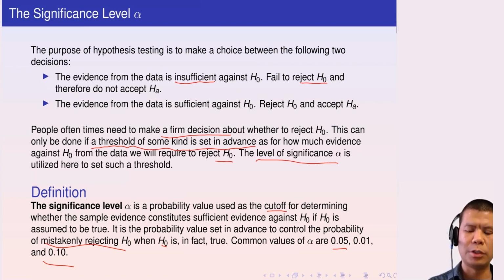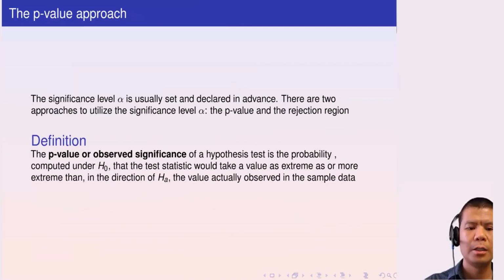That is the significance level. The significance level alpha is usually set and declared in advance because you don't want to have any ambiguity. That's the significance level. Two approaches: one is the p-value approach, the other is the rejection region. I'm not going to talk about the rejection region in this talk. We're going to focus on the p-value.